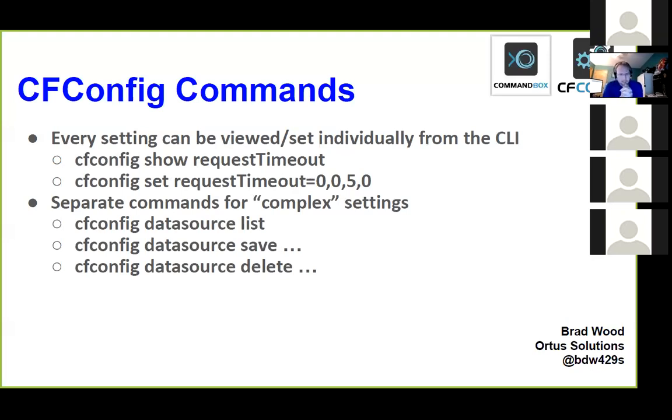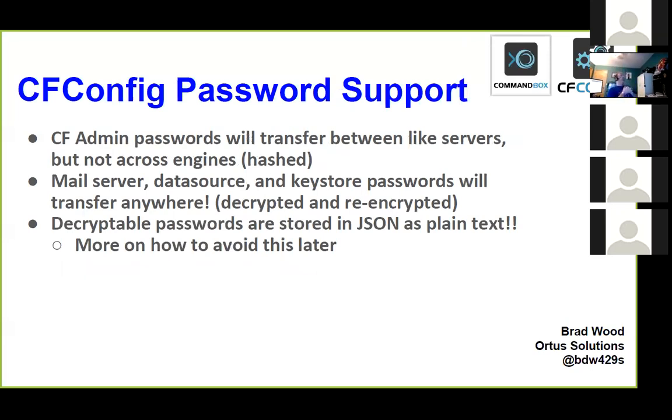I showed individual settings. I showed these guys. Okay, so password support. The passwords for Adobe ColdFusion administrators and Lucee administrators are hashed. That means they're irreversible, and cfconfig can transfer them between like servers, but I cannot export an Adobe ColdFusion 11 administrator password into a Lucee administrator because they use different hashing algorithms, right? However, mail server passwords, data source passwords, and key store passwords can be transferred anywhere. Those are encrypted, which means they're decryptable. So cfconfig will decrypt your data source and mail server passwords from the server it's coming from, and it'll re-encrypt them using the appropriate encryption mechanism for the server it's being transferred into. So you can transfer data sources from Adobe to Lucee, and your passwords will be re-encrypted in the appropriate format when they go in, right?